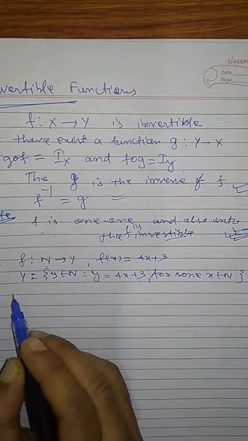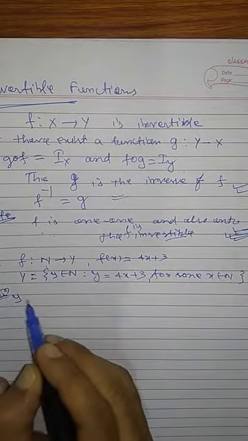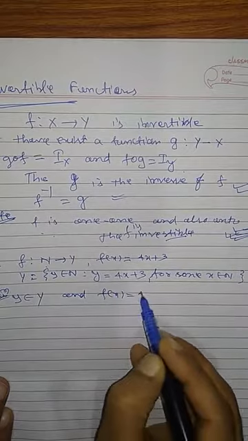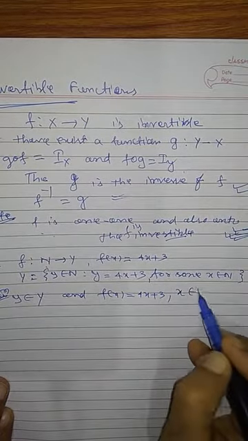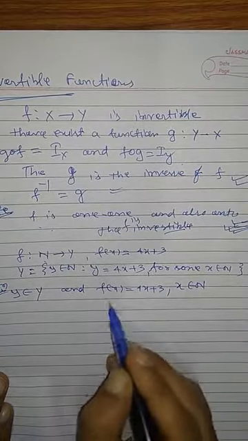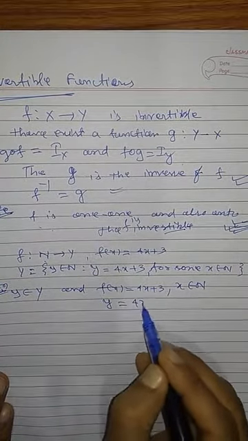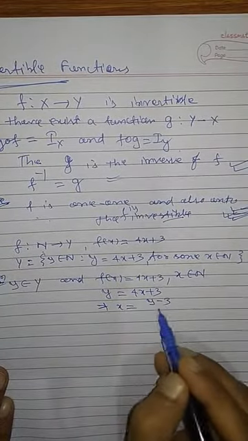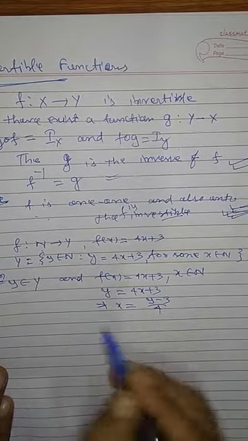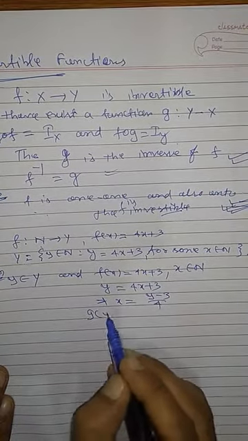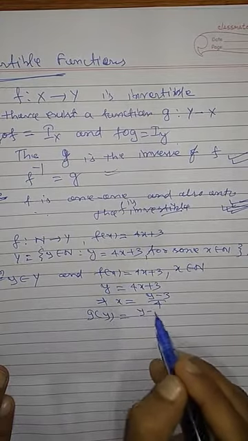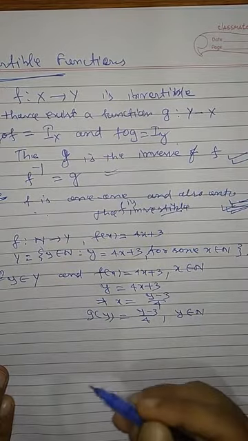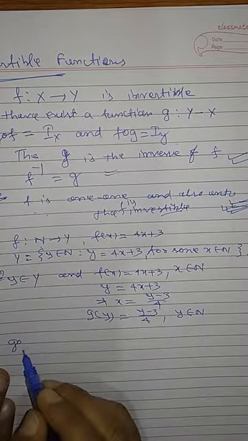Now for the first case, as y belongs to capital Y and f of x is equal to 4x plus 3, where x belongs to natural numbers, f of x means y. So y is equal to 4x plus 3. From this we can find x is equal to (y minus 3) by 4. x means g of y. So g of y is equal to (y minus 3) upon 4 for all y belongs to capital Y.